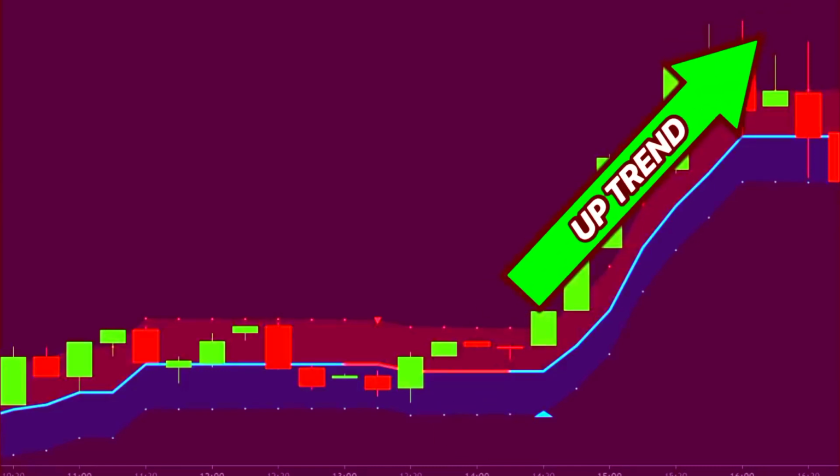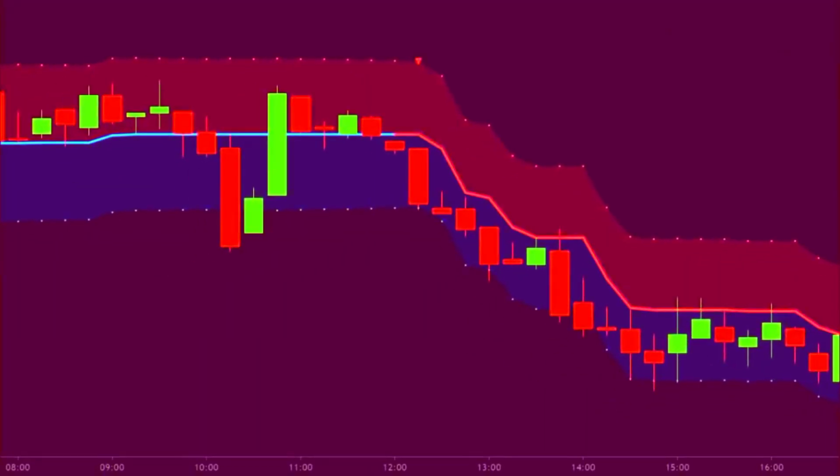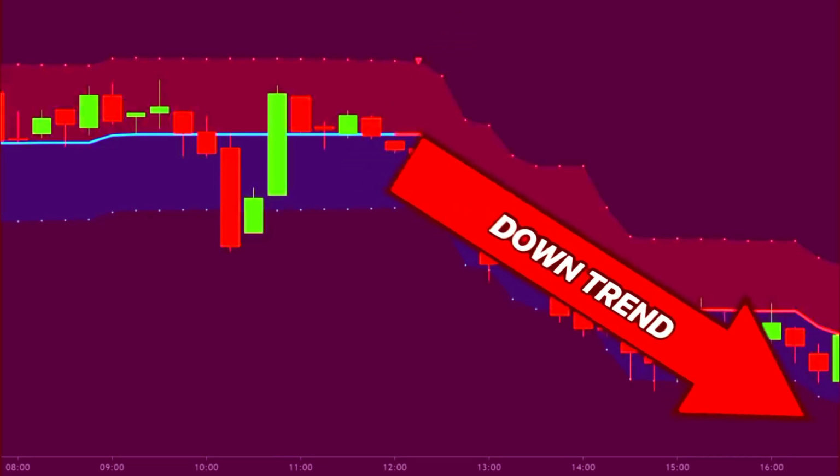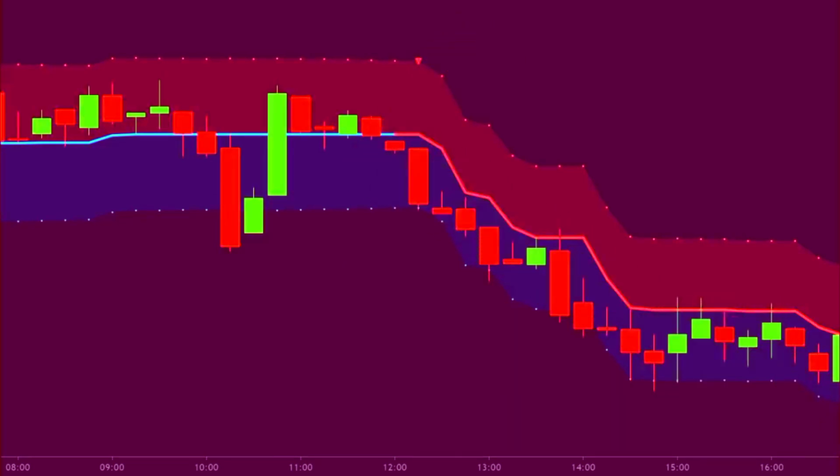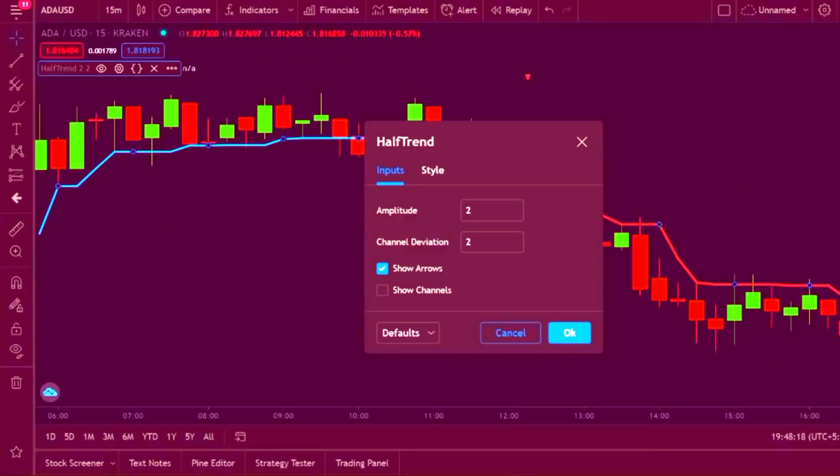Similarly, when the price closes below the band for 2 to 3 candles, the central line will become red and a small red arrow will appear above the indicator. This indicates that the price is in a short-term downtrend. For the purpose of our strategy, we only need the central line, so we can remove the upper and lower bands by unchecking the Show Channels option. Another change is that we will change the amplitude value to 4. Now the indicator is completely ready for our strategy.